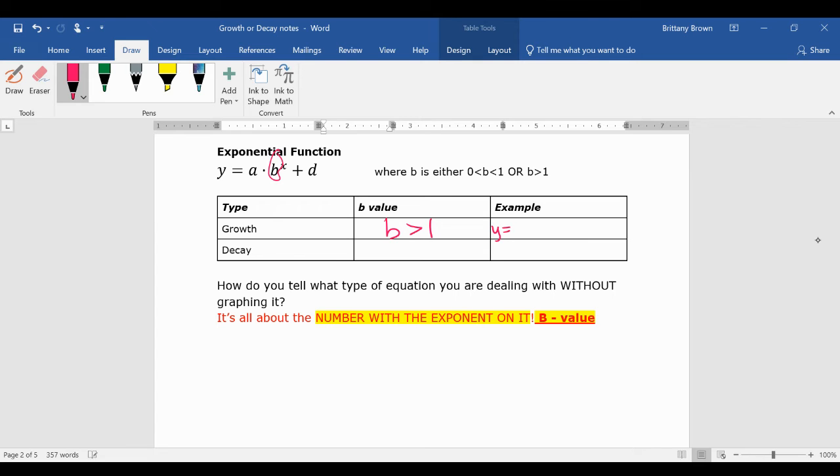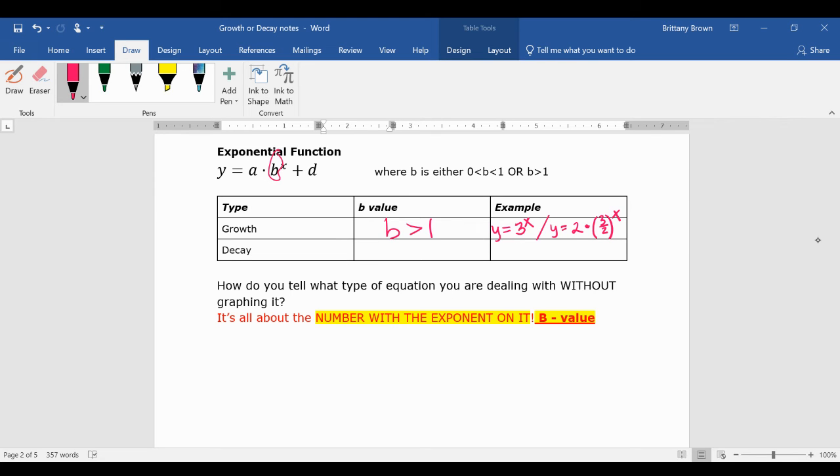So we're looking at things like y equals 3 to the x. So notice that I don't have a value there for A. But it is there. It's just a 1. Another example would be something like 2 times, I'm going to be a little bit tricky and sneaky on this one, (3 over 2) to the x. That one has an A value of 2, and the B value is 3 over 2.